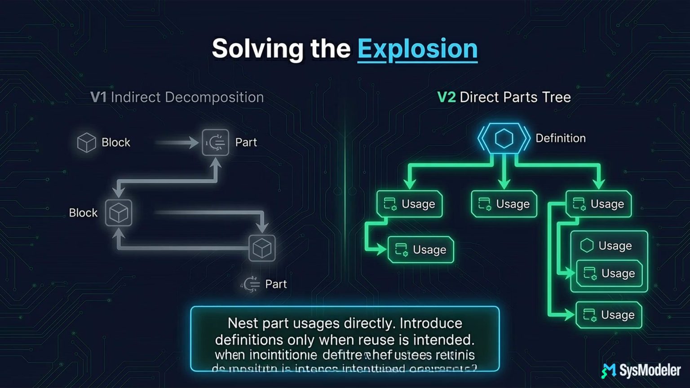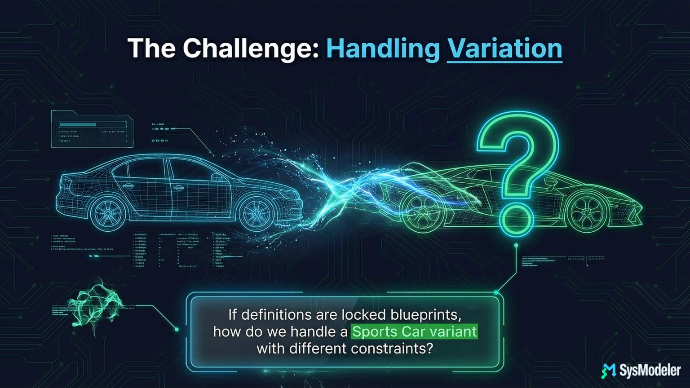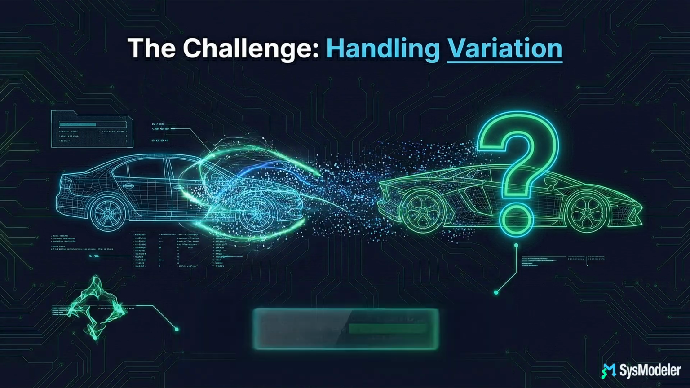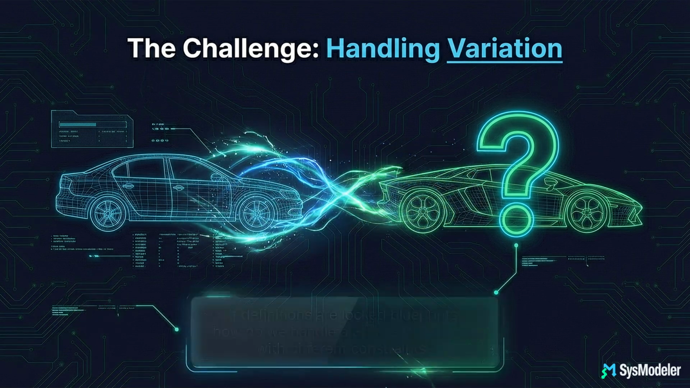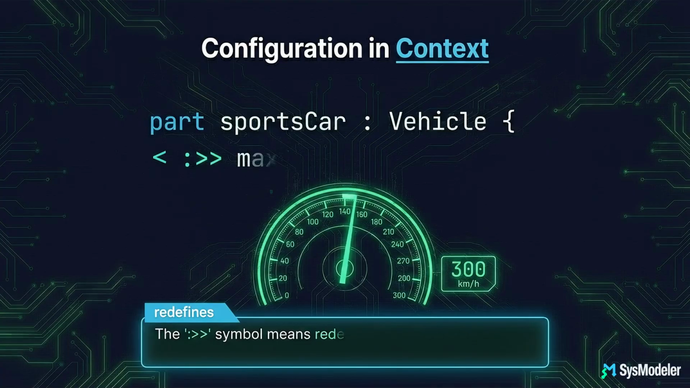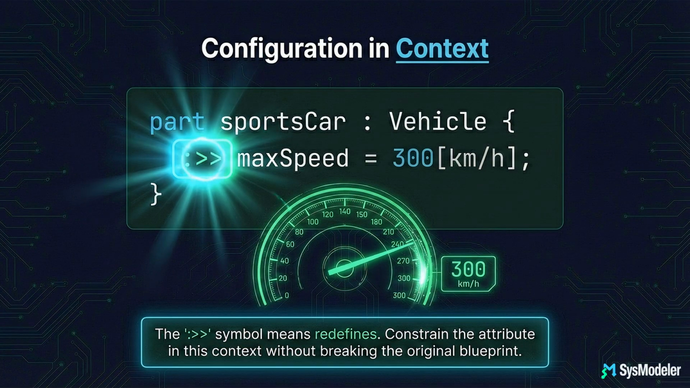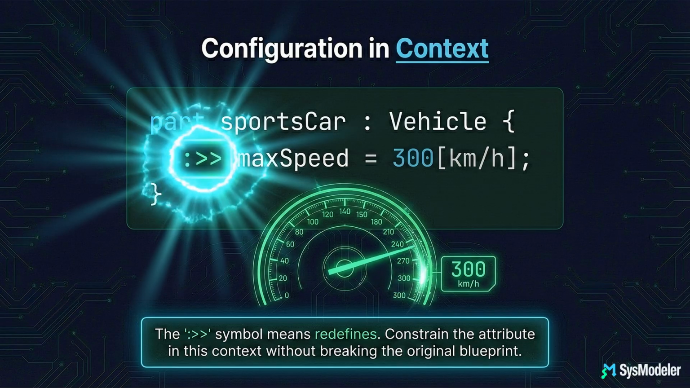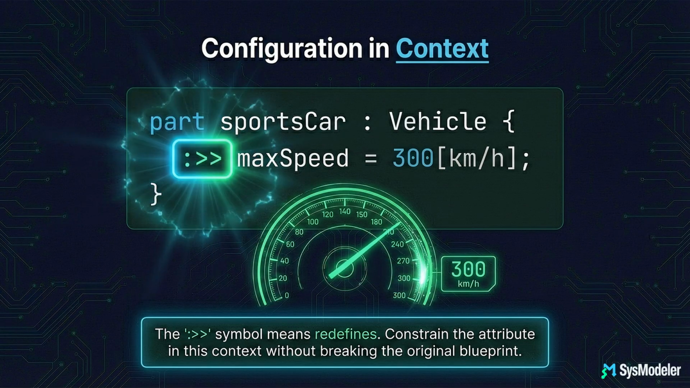At this point, you might be wondering, if definitions are reused, how do we handle variation? What if the vehicle from our example is now a sports car and needs different values or constraints? This is where SysML v2 introduces the idea of configuration in context. Because definition and usage are separated, variation is handled at the usage level, without changing the original definition.